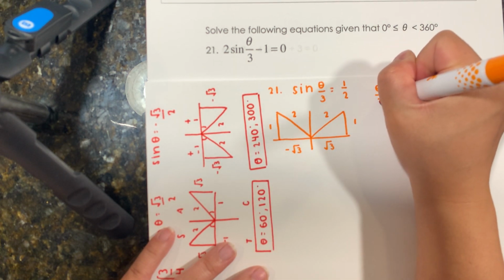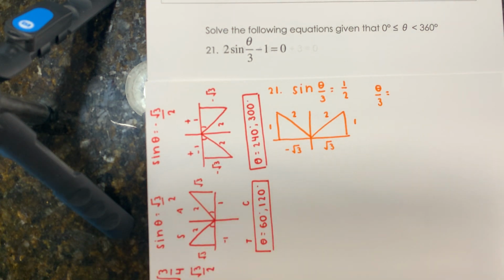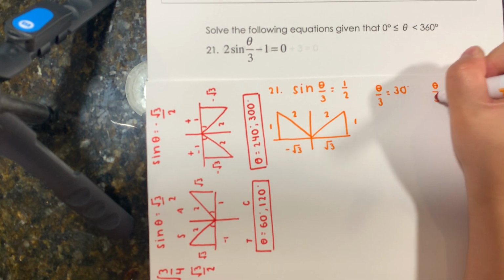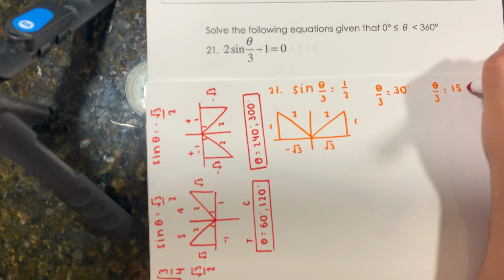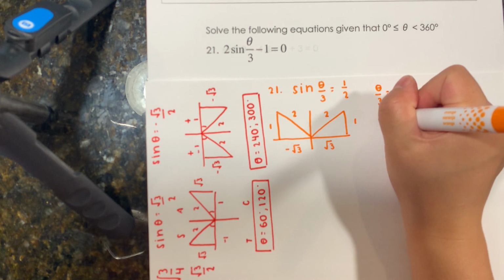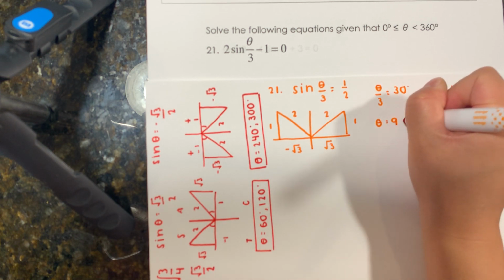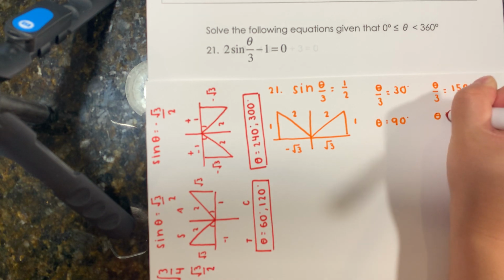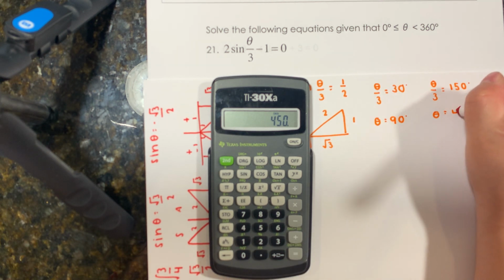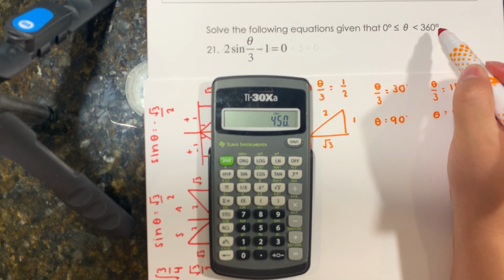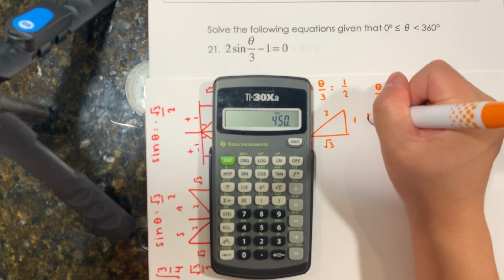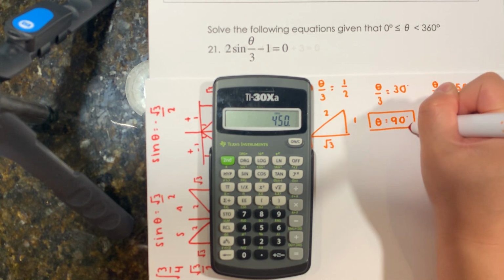So my first answer for theta over 3 is going to be equal to 30 degrees. My second answer for theta over 3 is going to be equal to 150 degrees because 180 minus 30 is 150. Now when I multiply both sides by 3, I get theta is equal to 90, and then theta is equal to 150 times 3, which is 450. But notice your parameters. They have to be less than 360 but greater than 0. 450 is not less than 360. So your only answer is going to be theta is equal to 90.